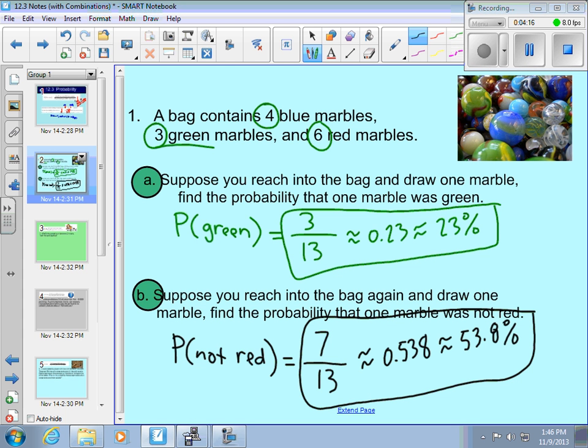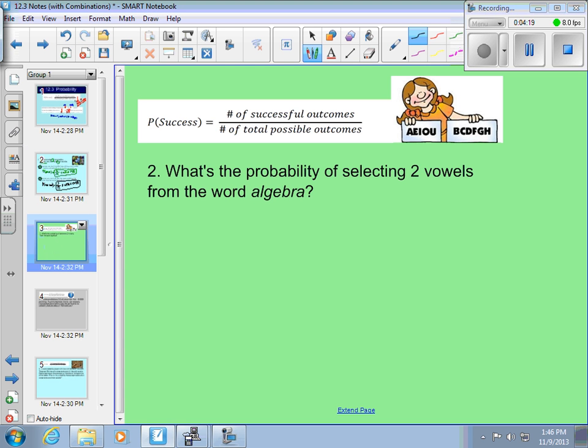All right, let's look at ones that are a little bit harder. Number 2, they want us to find the probability of selecting 2 vowels from the word algebra. Okay, so we want to find the probability of selecting 2 vowels. Let's start with our total possible. Our total possible in this case, since we're dealing with letters in a word, would be to see how many actual letters are in this word. We have 1, 2, 3, 4, 5, 6, 7 different letters. So we want to figure out how many ways of drawing just 2 letters out of that.